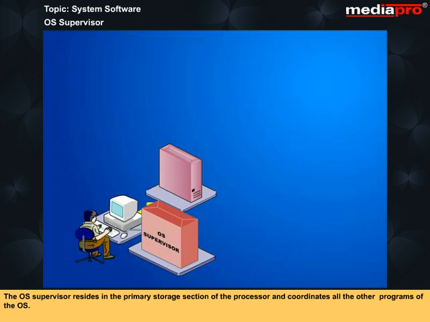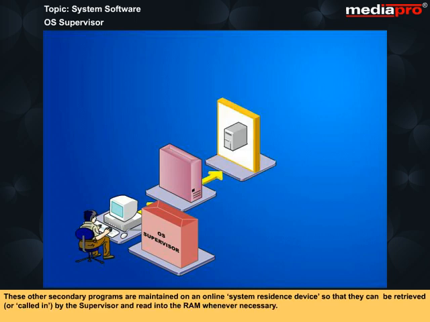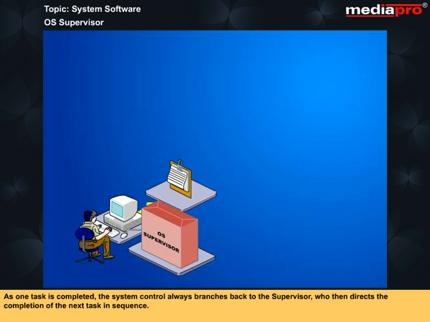The OS Supervisor resides in the primary storage section of the processor and coordinates all the other programs of the OS. These other secondary programs are maintained on an online system residence device so that they can be retrieved or called in by the supervisor and read into the RAM whenever necessary. As one task is completed, the system control always branches back to the supervisor, who then directs the completion of the next task in sequence.